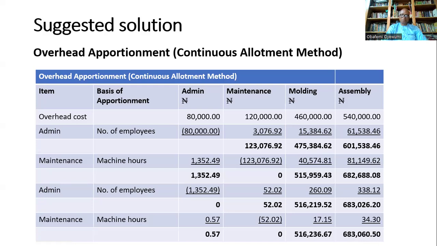So you can see that, talking about overhead apportionment that is based on the continuous allotment method, everything keeps going and moving on and on until everything is reduced. All the service cost centers. Now, remember what we're talking about has to do with sharing the service cost center overheads to the production department. That's the whole object of this particular exercise, talking about apportionment. That's the whole thing that we're trying to do. And now we have been able to achieve that, depending on different methods that you use.